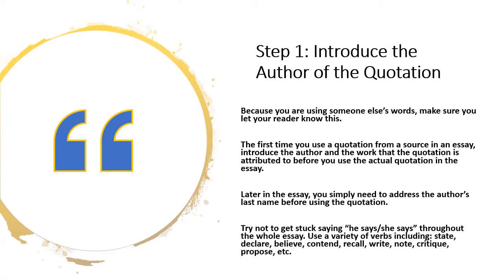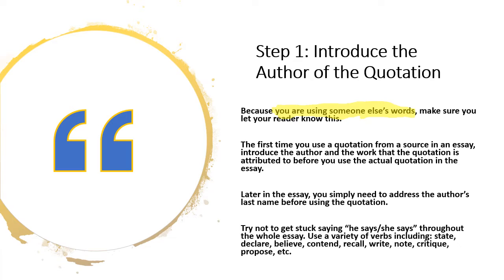The first step is introducing the author of the quotation. So we need to introduce the author so they know that you're using someone else's words. We introduce the author to avoid accusations of plagiarism, and basically I understand how useful it is to go online and find someone who supports your argument. As long as you're quoting them and incorporating their name into your work, you won't be accused of plagiarism, and you'll have a really strong essay.